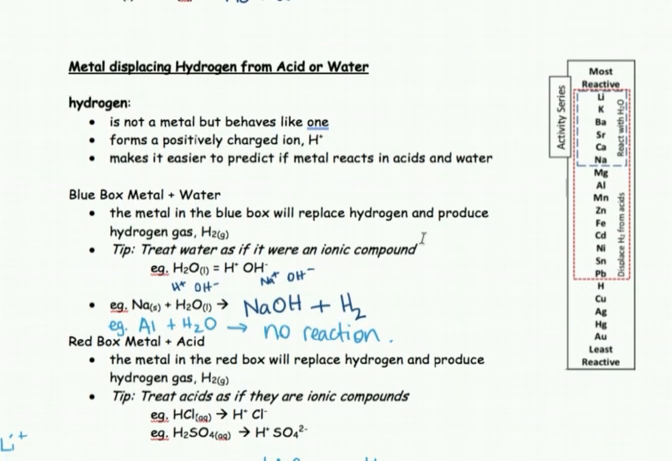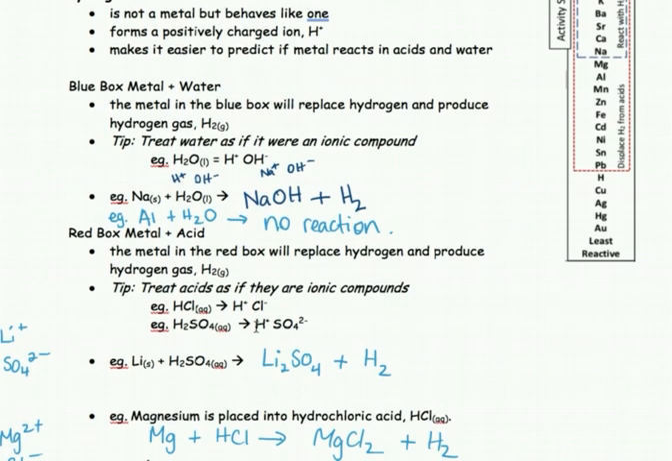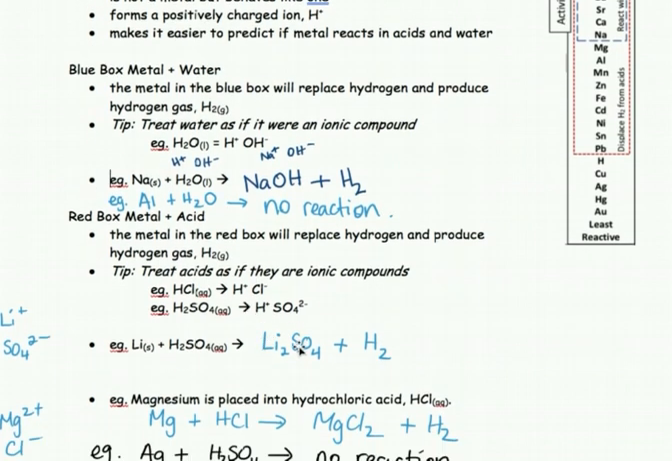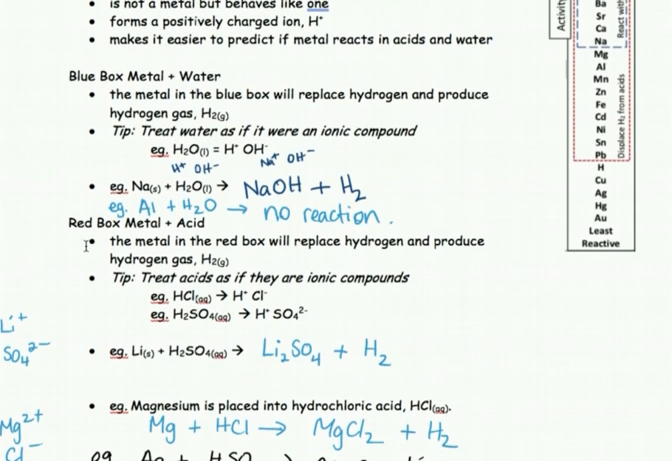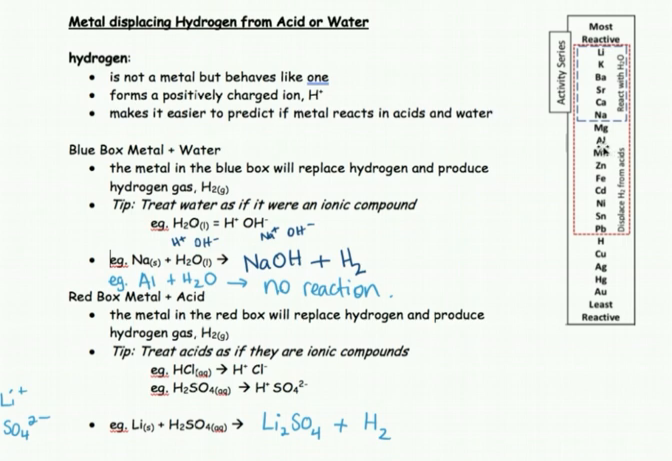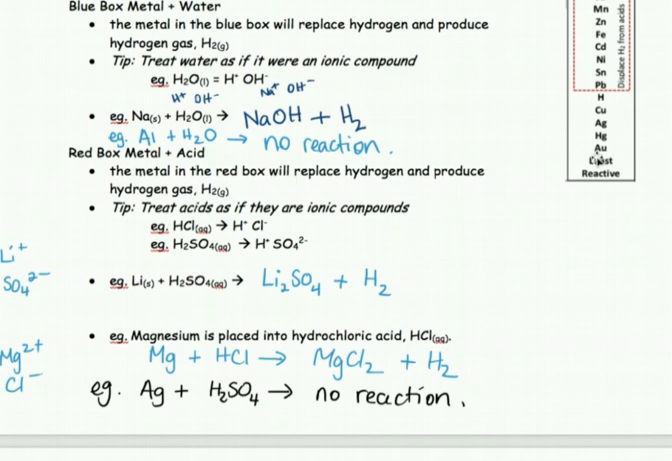All right, and the last bit here, the water and the acids. So if you're a metal inside of the water box, you will be able to displace the hydrogen out of the water, and so you're producing hydrogen gas. If you're a metal inside of the red box here, you will displace the hydrogen out of the acids and make a compound. But if you're not in those boxes, then no reaction occurs. So like aluminum here was not in the water box, so no reaction. Silver here, not in the acid box, no reaction.